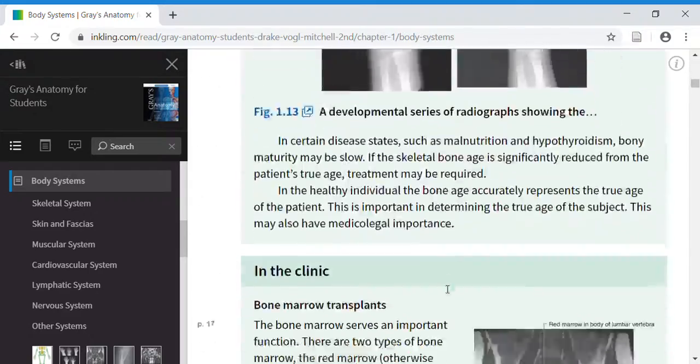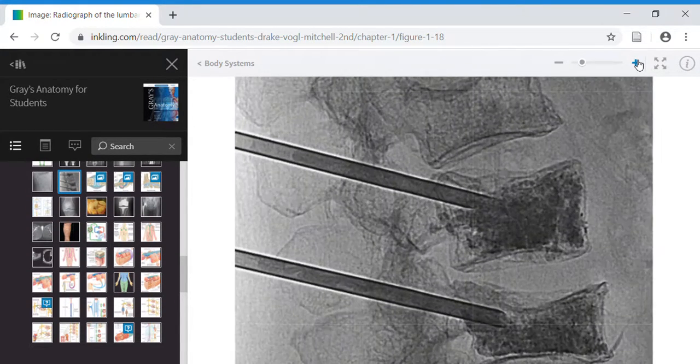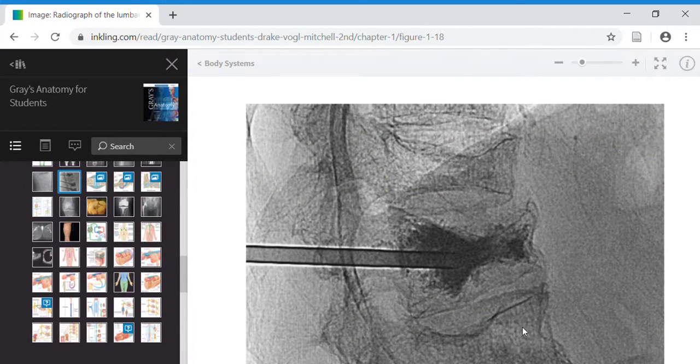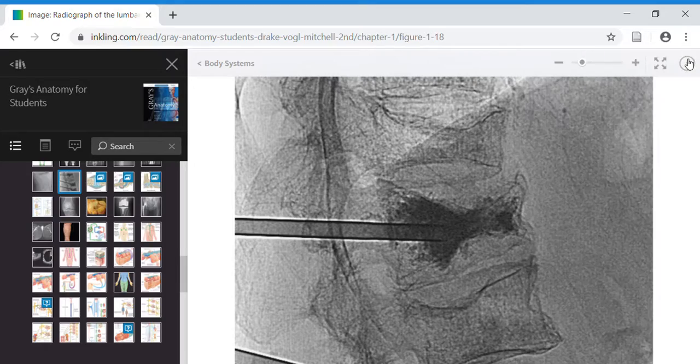Then there's another image. This is a radiograph of the lumbar region of the vertebral column demonstrating three intrapedicular needles, all of which have been placed into the middle of the vertebral body. The high density material is radiopaque bone cement, which has been injected as a liquid to set solid.